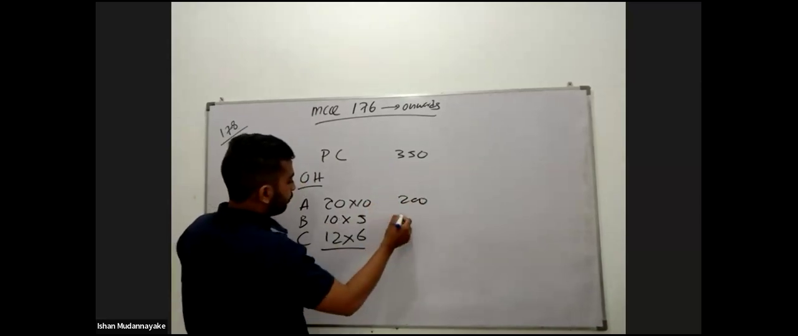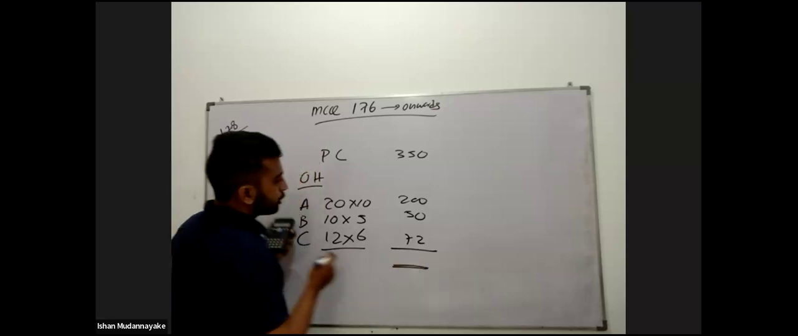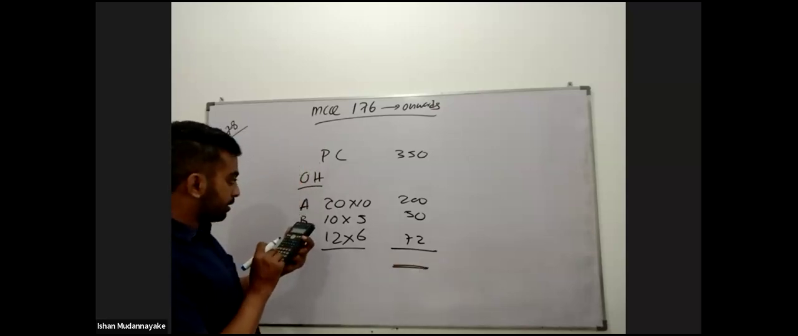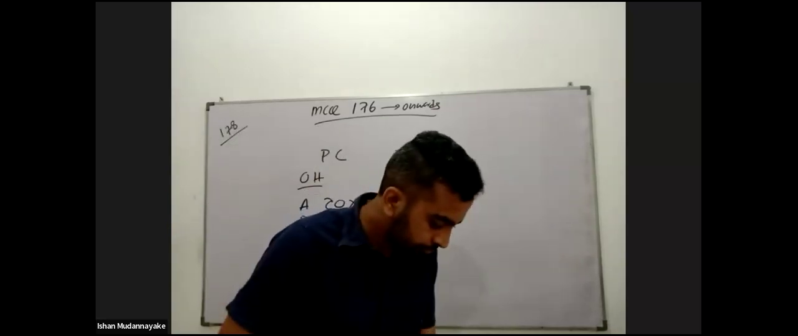20 into 10, 200. 10 into 5, 50. 12 into 6, 72. Right. Total production cost 350 plus 200 plus 50 plus 72, 672. Total production cost 672.